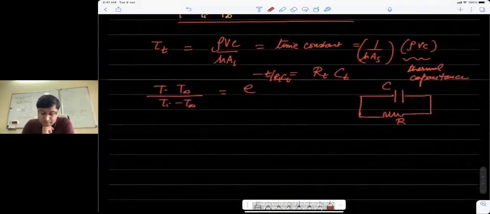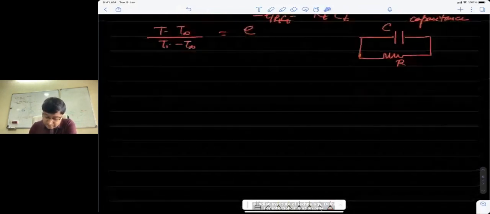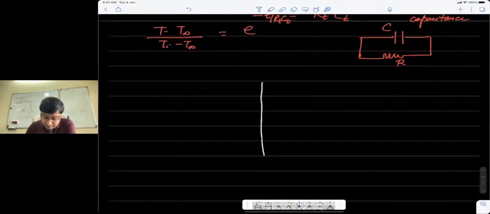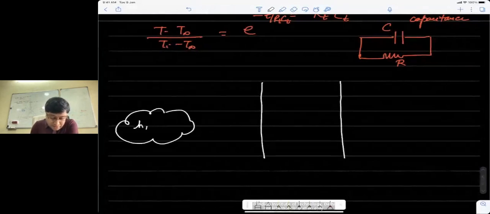So now let me address this part about how good this model or this method is, and when is this valid. Now to show you when this is valid, let me take another example. Let's say we have a plain slab, which is exposed to a surrounding fluid, which has heat transfer coefficient, let's say h, and temperature, let's say T infinity.